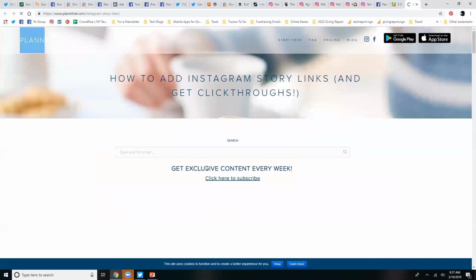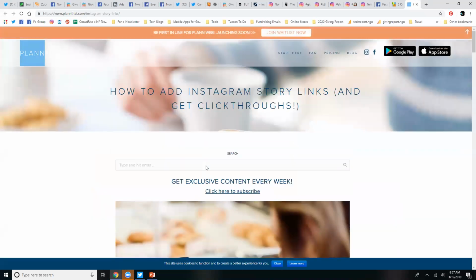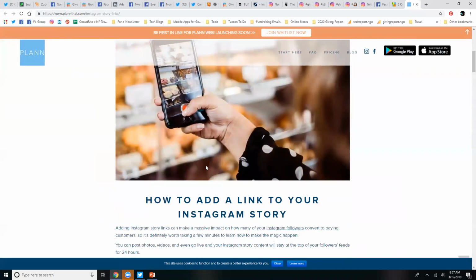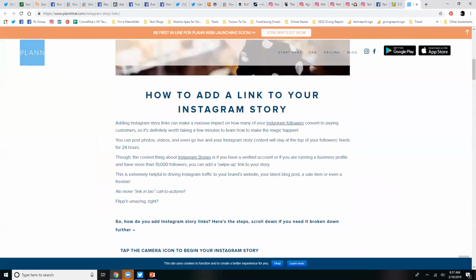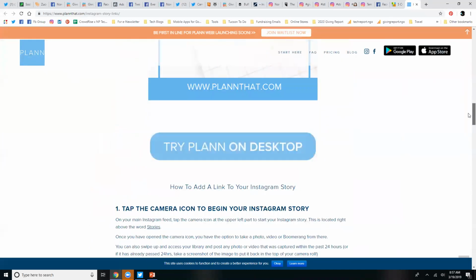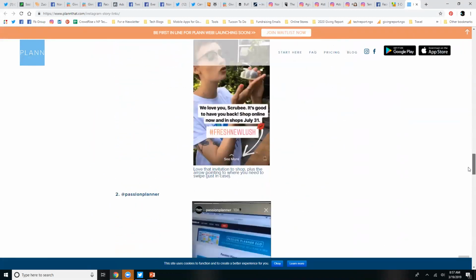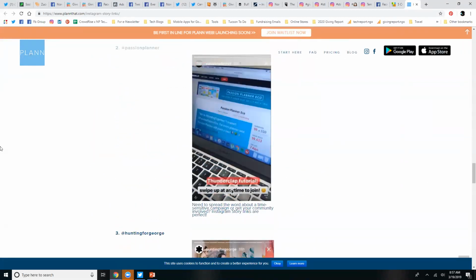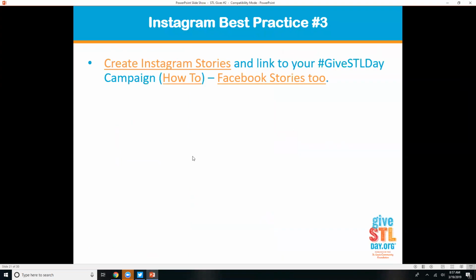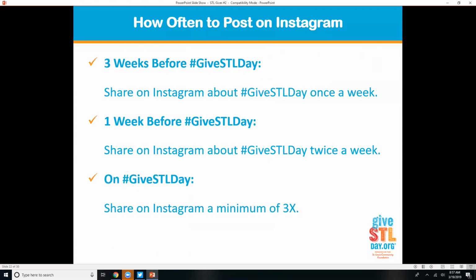And now they've added the capability where you can add a link to an Instagram story, and instead of it actually being you click on a link, you swipe up, right? So you swipe up and they can visit your Give STL Day page. I'm going to get through the rest here in about 60 seconds.